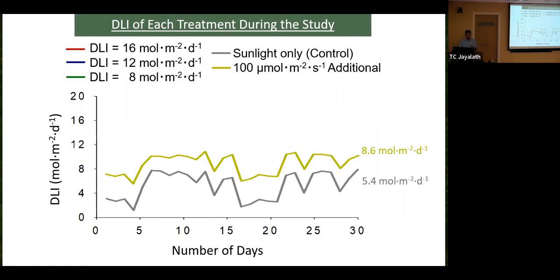And this is what growers do. They just keep a dim light level on without any controlling. Because they provide 100 micromoles here, their DLI pattern also changes just like sunlight. But on average, we got about 8.6 within those 30 days.